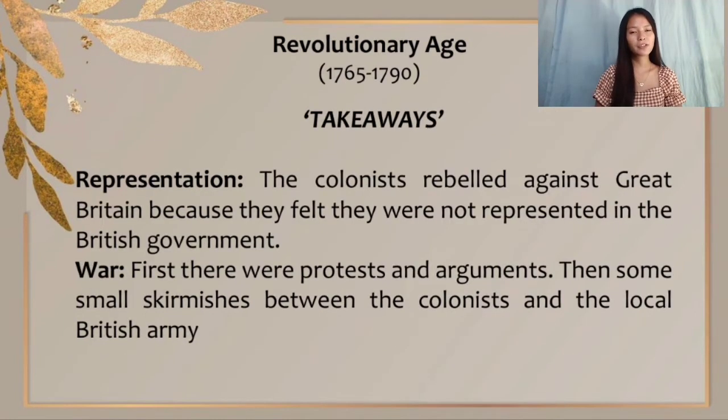So I have here some takeaways so that you can really understand and have something to learn about the historical background of the Revolutionary Age. The first will be representation. One of the main reasons that the colonists rebelled against Great Britain is that they felt they were not represented in the British government. The British government was making new laws and taxes on the colonies, but the colonists had no say. They wanted to have some say in the British government if they were going to pay high taxes and have to live by British law.